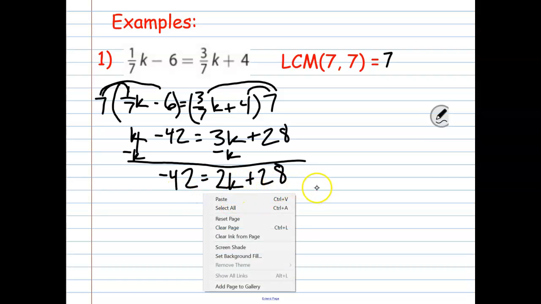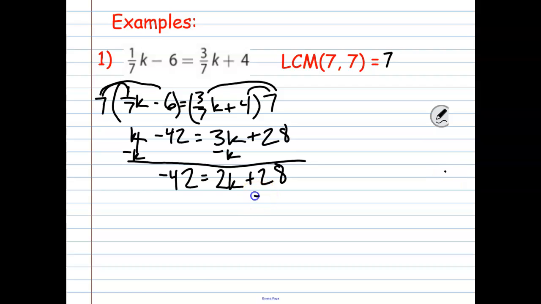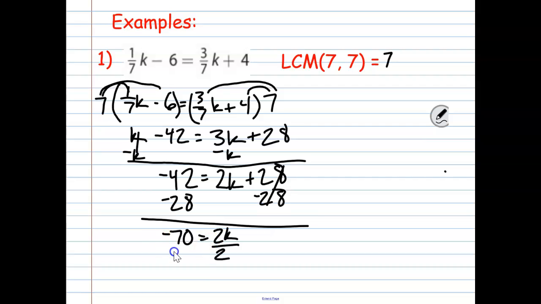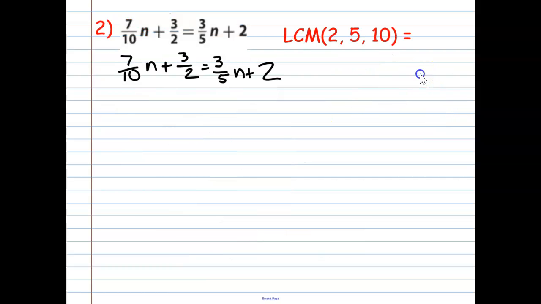And then I'm going to try to isolate k, so I'm going to minus 28 from both sides. And then that's going to give me -70 equals 2k. And then finally, I'm going to divide by 2. And then I'm going to say that k equals -35. A check on these kind of problems are honestly a big pain in the butt, so I'd skip it if I were you.